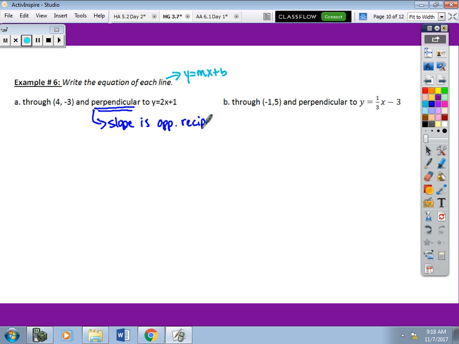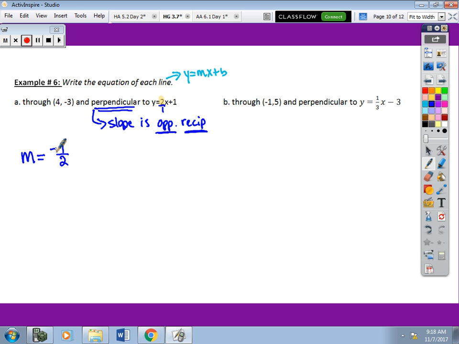So you want to look at the original slope of the original line, which is 2. When we identify what m is for our new line, it has to be the opposite and the reciprocal. So this is not a fraction. Let's make it into one, 2 over 1. So we flip the fraction to be 1/2, and we flip the sign and make it negative. So one has to be positive, one has to be negative, and they are just flipped.